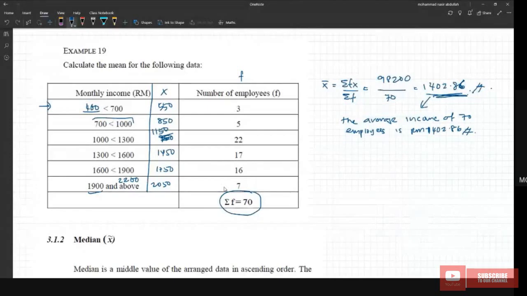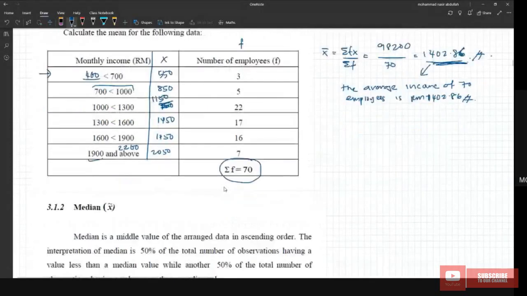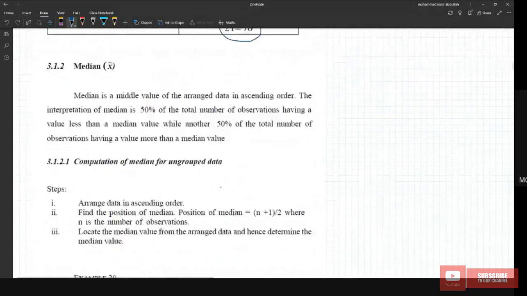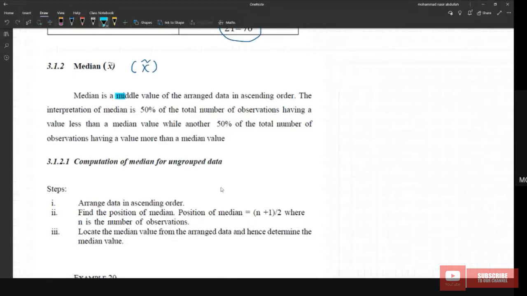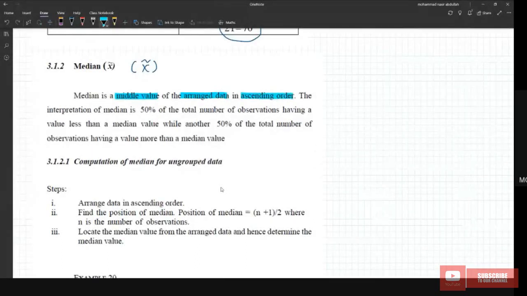So we move to the next part, which is median, right? The symbol for median is X tilde, right? We have tilde dekat atas, right? So median is the middle value of arranged data in ascending order. So this is the definition of median, right? Median is the middle value of arranged data in ascending order. Ascending order means from the lowest value to the largest value.